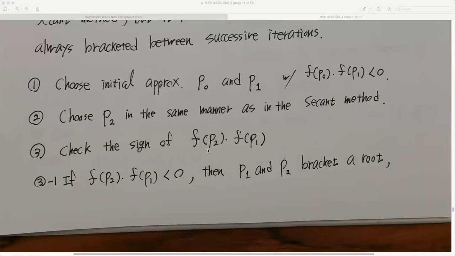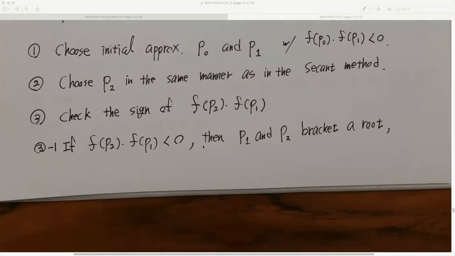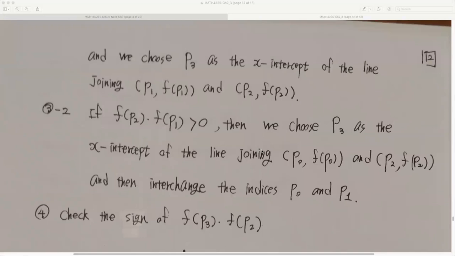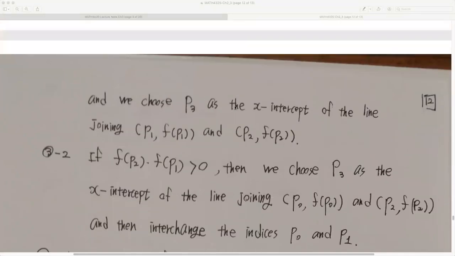Check the sign of f(P2) times f(P1). If f(P2) times f(P1) is less than 0, what does that mean? By the intermediate value theorem, the interval from P1 to P2 must contain the root. Then we choose P3 as the x-intercept of the line joining P1 and P2. That's how we find our next term in the secant method, right?